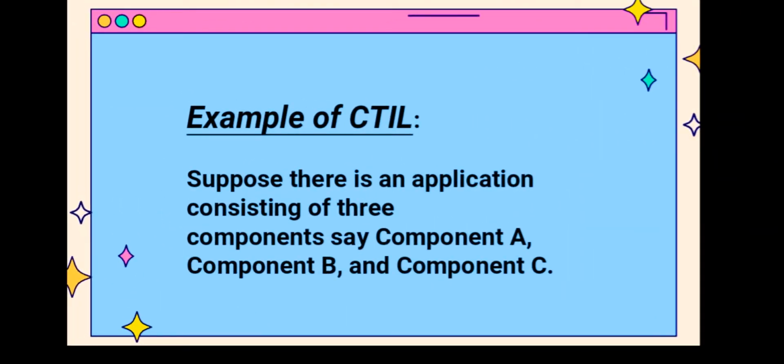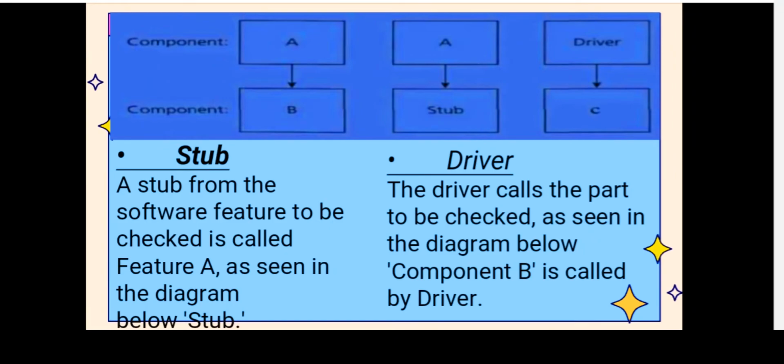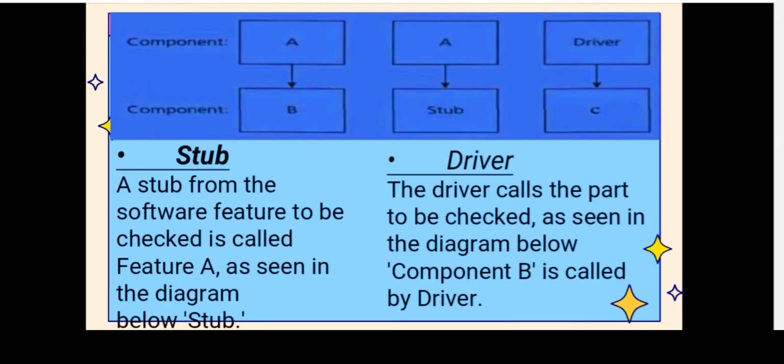Example of CTIL. Suppose there is an application consisting of 3 components, say component A, component B, and component C. Functionality flow A to B to C, which means that both A and C are dependent on B. As in the diagram, a stub is called a function and the driver is called a function. Stub: a stub called from the software feature to be checked is called feature A, as seen in the diagram below. Driver: the driver calls the part to be checked; as seen in the diagram below, component B is called by the driver.